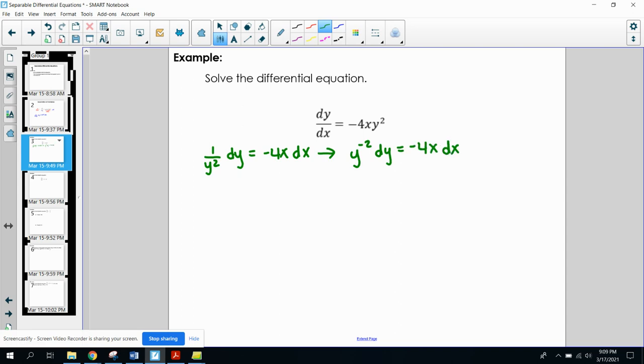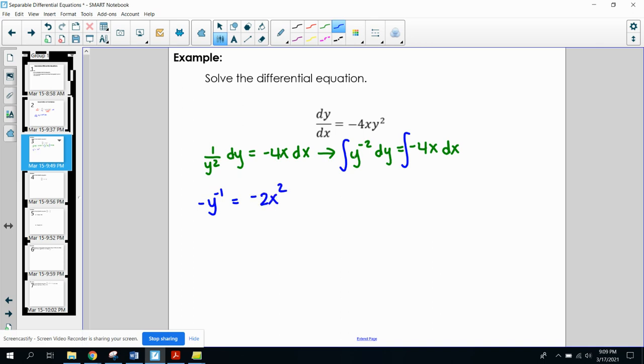So I'm trying to solve for y. I want a y equals equation. So I'm going to take the integral of both sides. When I take the integral, I'm doing the antiderivative. So for y to the negative 2, I'm going to use the reverse power rule. I'll increase my exponent by 1 and then divide by that new exponent. So I have negative y to the negative 1. And then the antiderivative of negative 4x is going to be negative 2x squared.